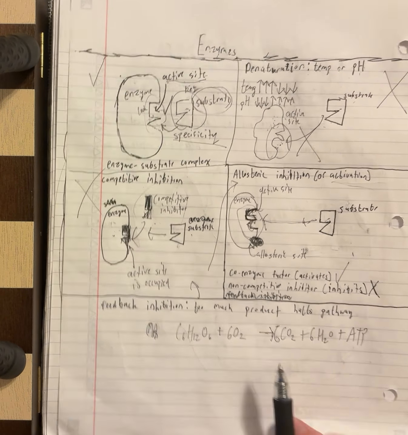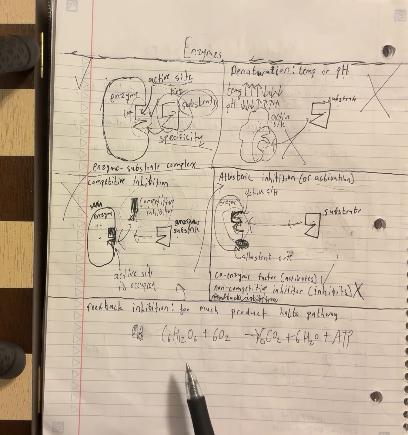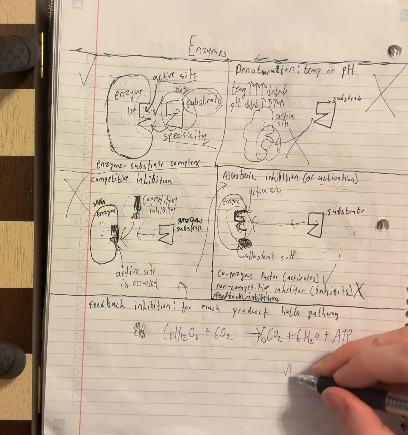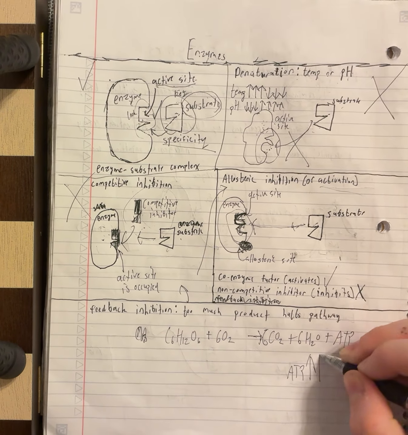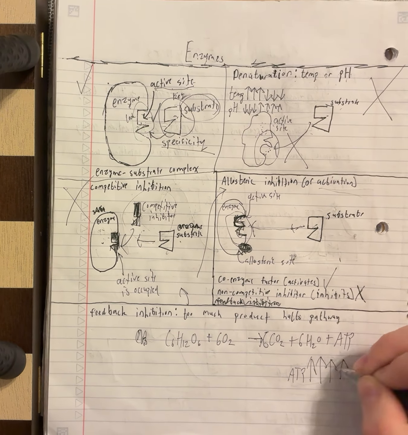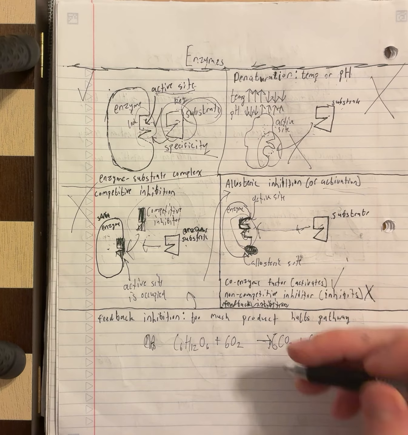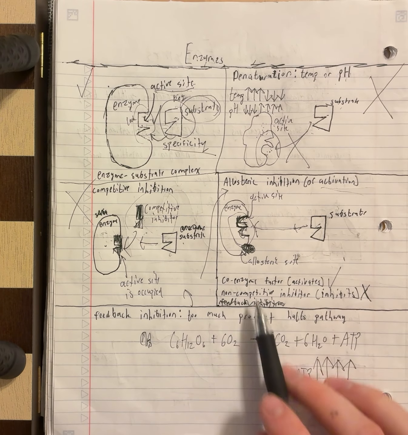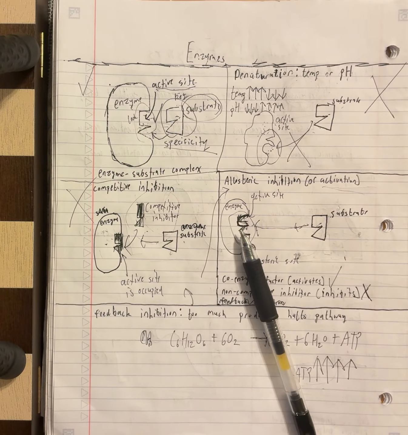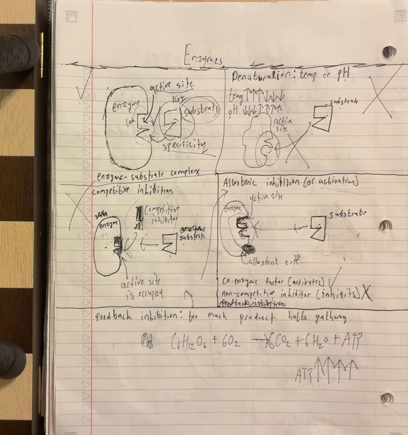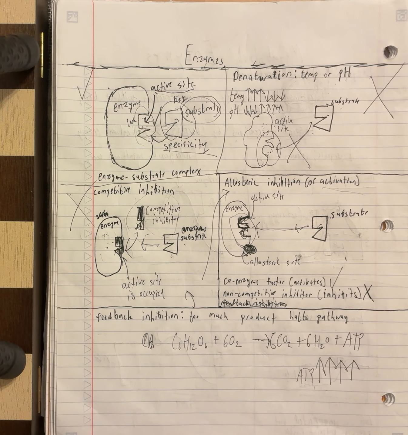So if we have a bunch of glucose in our blood and it all breaks down, and then our ATP levels spike way up, and we have a ton of ATP, it doesn't make sense for us to keep doing this. So we're going to inhibit this pathway. There are enzymes in glycolysis and the Krebs cycle, very notably, that are going to be inhibited by high levels of ATP and stop doing cellular respiration. So that is it for enzymes.